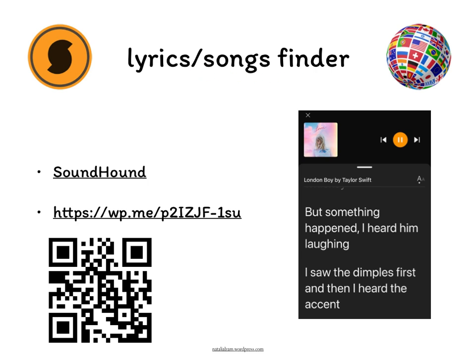Probably you may be familiar with song finder apps like Shazam, for example. You're listening to a song, you don't know what song it is, so you press Shazam and it will identify what song it is. There's another similar app called SoundHound, which does exactly the same. SoundHound will identify the song. It will provide you with the lyrics to the song.